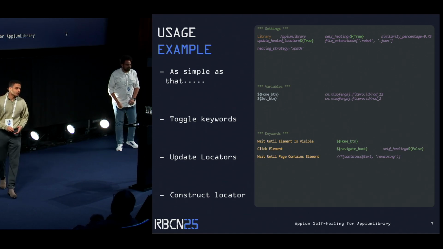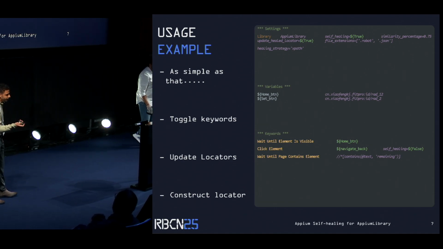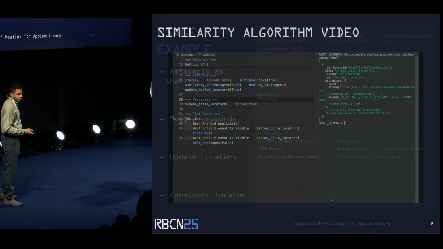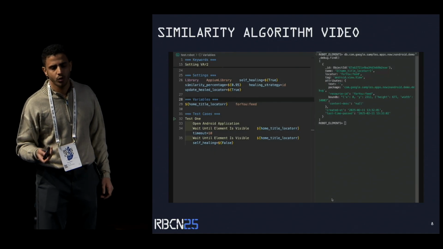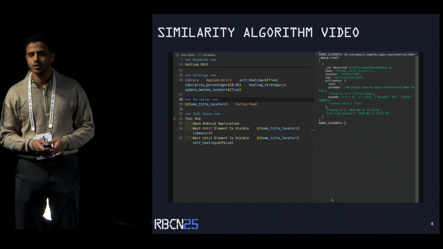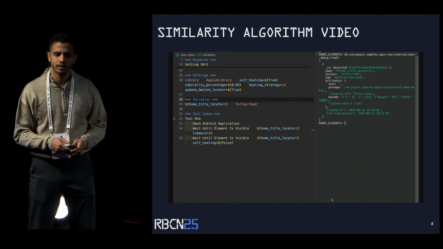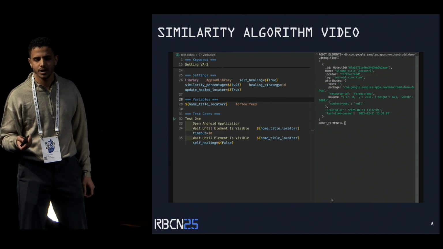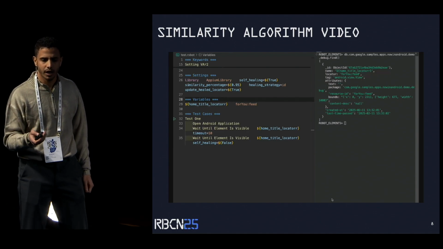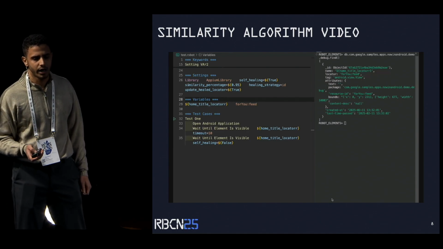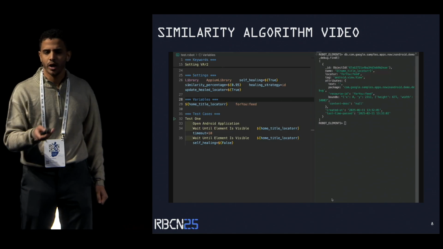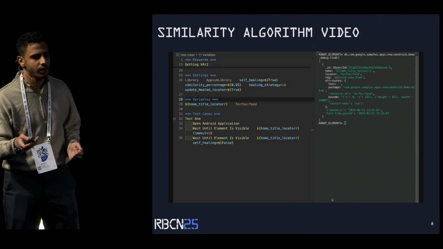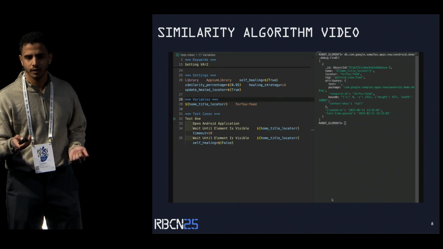All right. We have prepared a quick video with the similarity algorithm, and I'm going to show it to you now. Okay. So we have a simple test case, consisting of two keywords. They are actually the same keyword: wait until element is visible. One with self-healing true, and the other with self-healing false. And we have update healed locator set to true, which will update our locator eventually after the test execution.